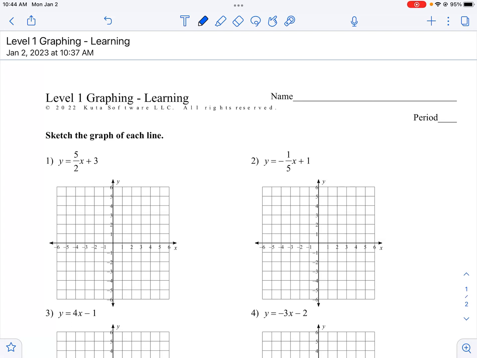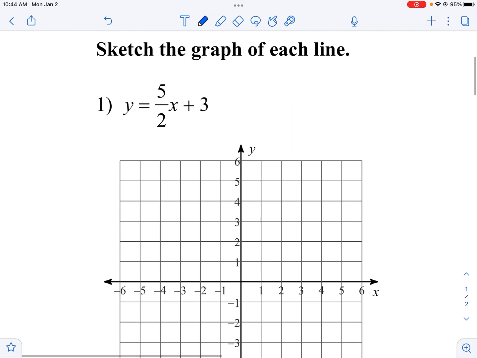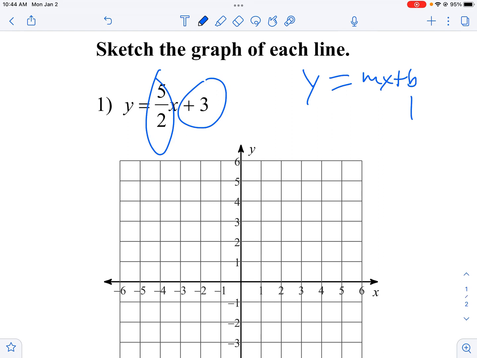All right, it's time to dive into level one graphing. To graph a line, you need to be able to identify your y-intercept and your slope. For the y-intercept, you need to get your equation into the form y equals mx plus b. The b is your y-intercept. That's where it hits this axis in the middle, the y-axis.